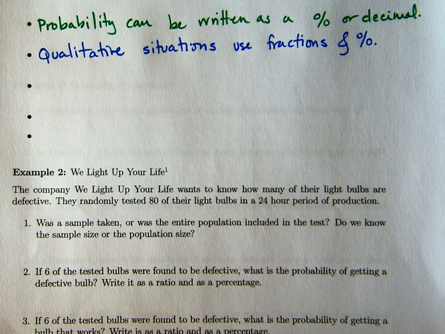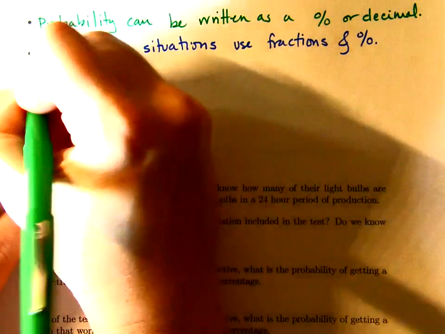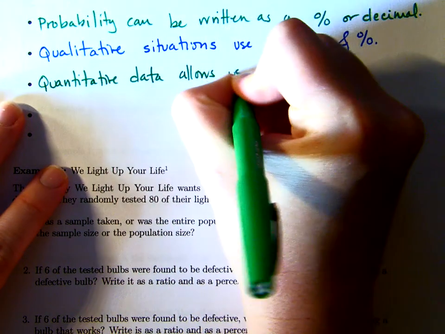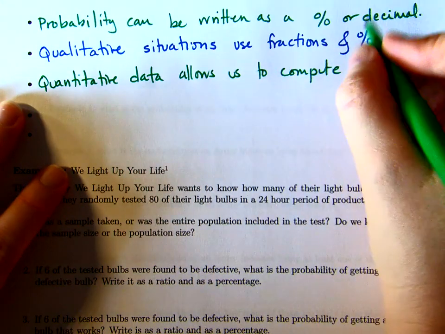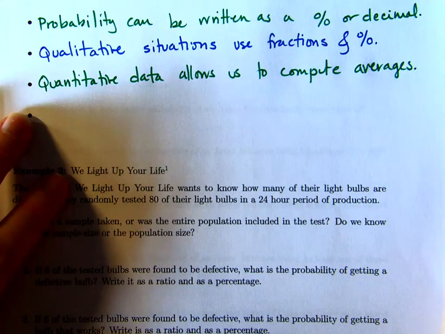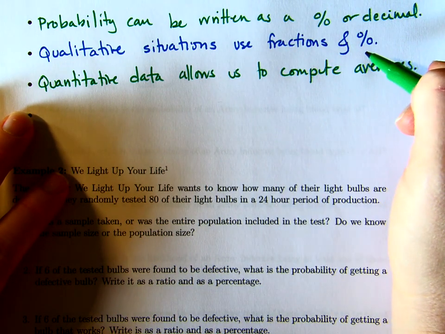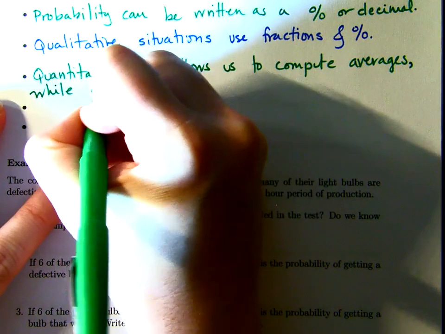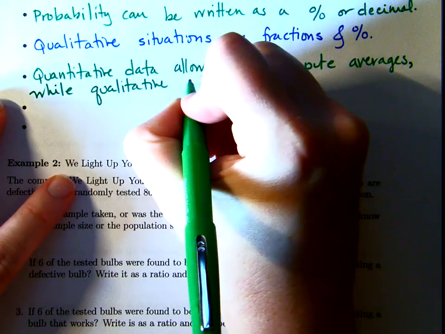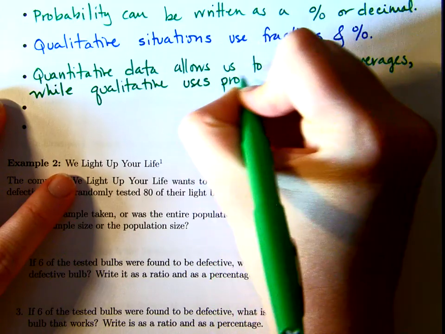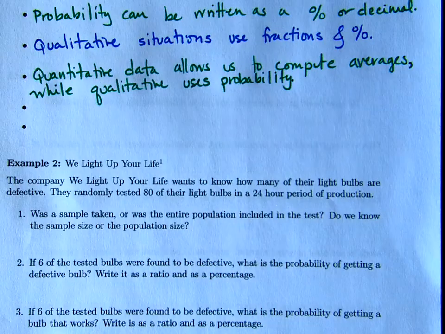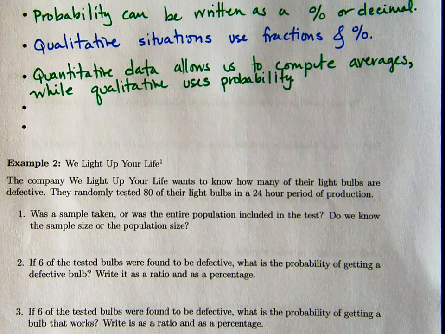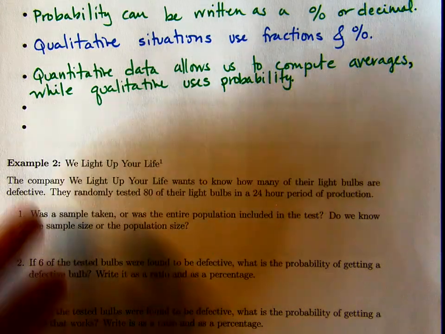But in quantitative situations, we use the mean average. So the average wait time. So quantitative data allows us to compute averages. But this qualitative data, it counts on the probability or the percentage. So while quantitative uses averages, qualitative uses probability. Okay, so just kind of a different measurement to get at a description in order to make good decisions with two different data sets.